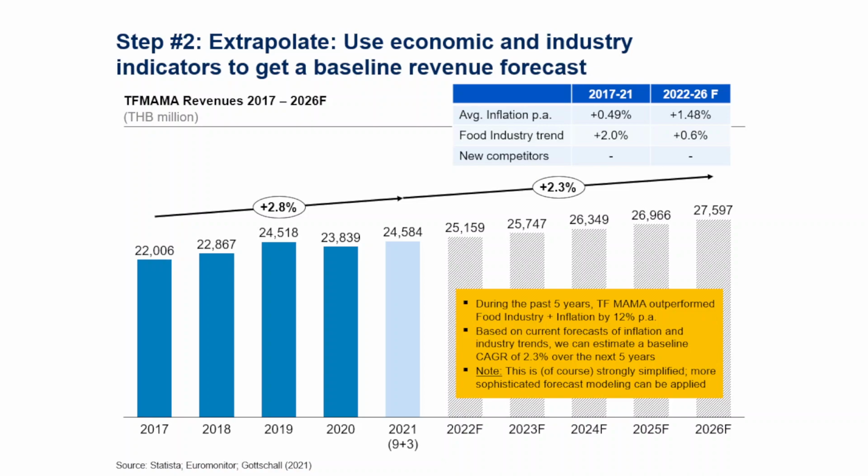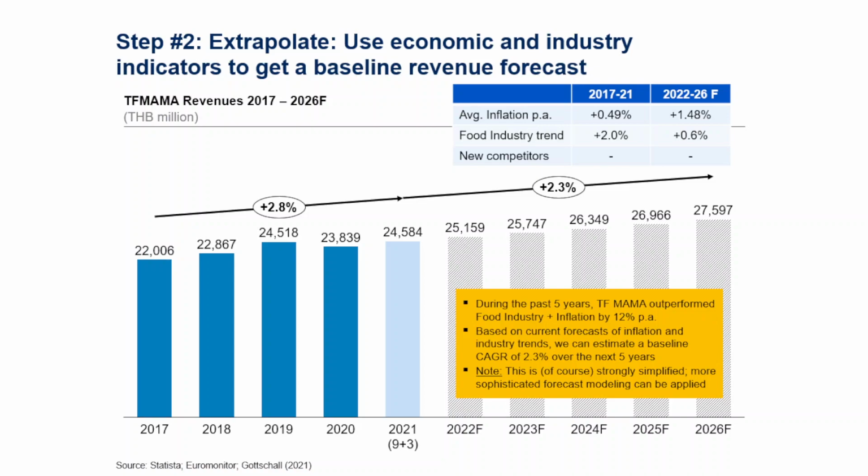Now, what you can notice here is that TF Mama outperformed the food industry and the inflation over the past 5 years. So if we add the two together, TF Mama outperformed by about 12% per year. Now, if I look at the forecast, and again, these are economic indicators or industry indicators that I can get from reports here from Statista or from Euromonitor, I see a forecast inflation of 1.48%, so inflation slightly increases. And the food industry trend on the other side declines slightly. So it still grows, but it grows by 0.6%, so slower than the 2% that we have seen in the past couple of years.